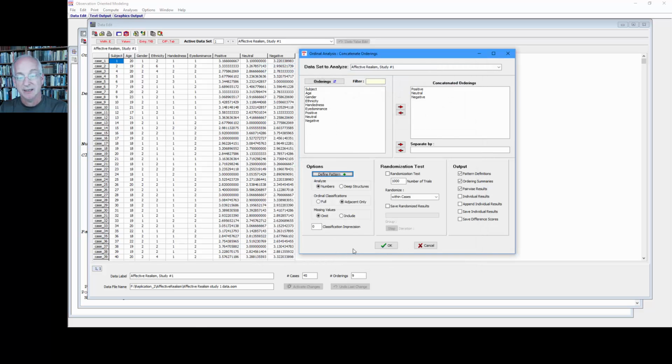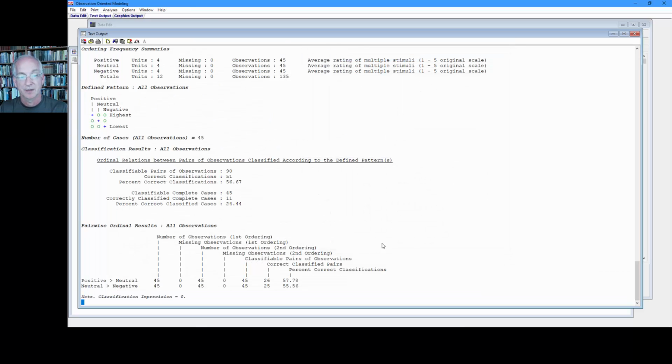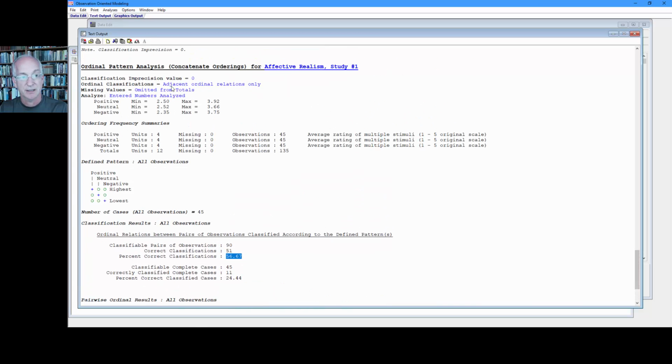So we should see 90 for the classifiable pairs of observations, 2 times 45. Each person will have 2 possible combinations there, or pairs, positive, neutral, neutral, negative. So we'll select OK. And sure enough, there we see the 90 classifiable pairs of observations. Of those, 51 were correctly classified, about 57%. And if we scroll up a little bit, again, we can see the option selected there, adjacent ordinal relations only.